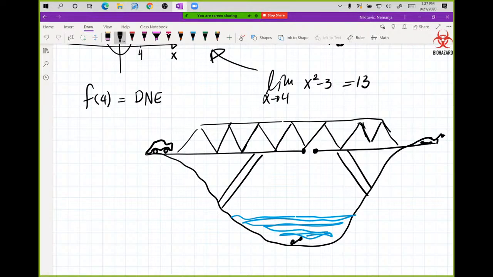So pre-calculus literally says, yep, it's broken, and that's it. It's the end of the story with pre-calculus. It's broken. Done. Calculus says we approach from the left. We approach from the right.